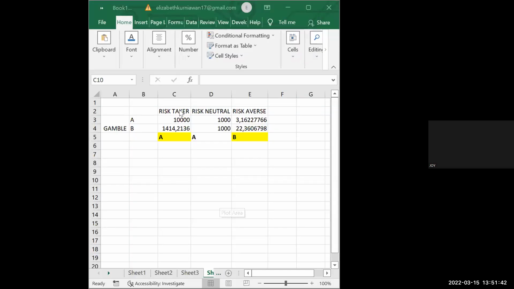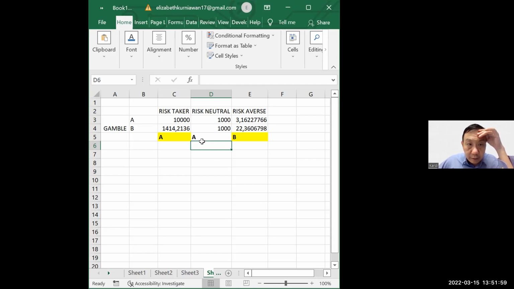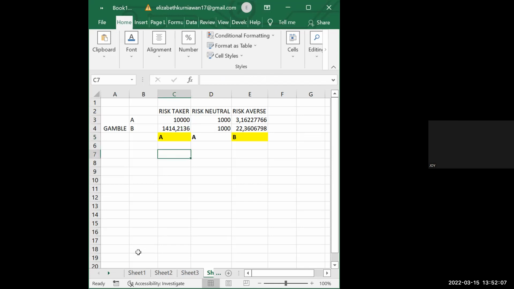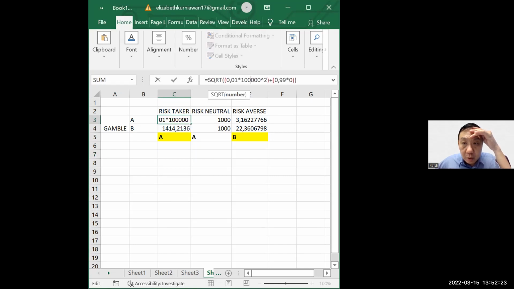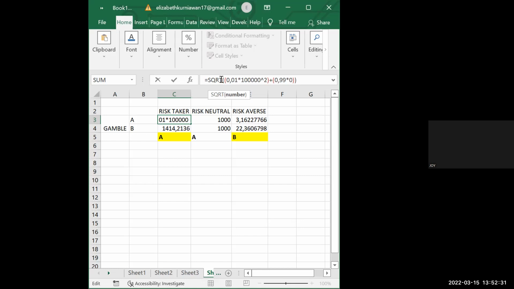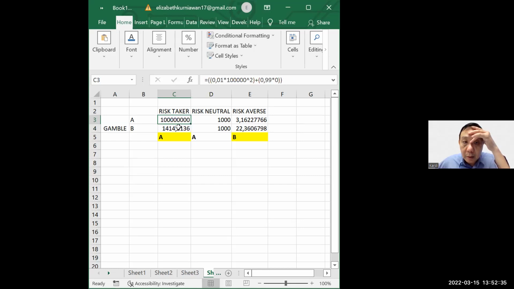So we calculate for each one, right? For Campbell A, you get risk taker is 10,000. How do you get the 10,000? Square root. This is risk taker. Risk taker supposed to be... Oh, I don't square it. Yeah, you don't need to square. Right, right.